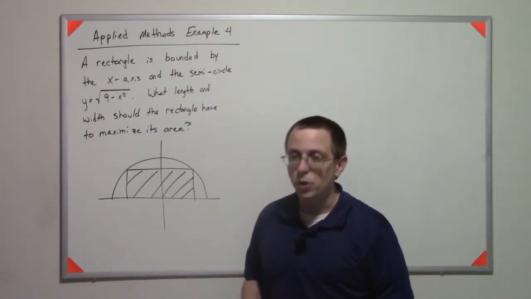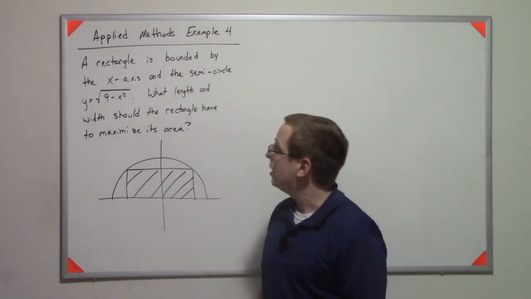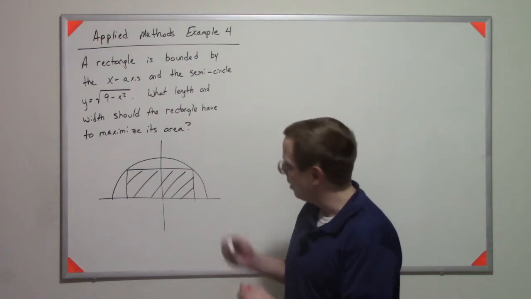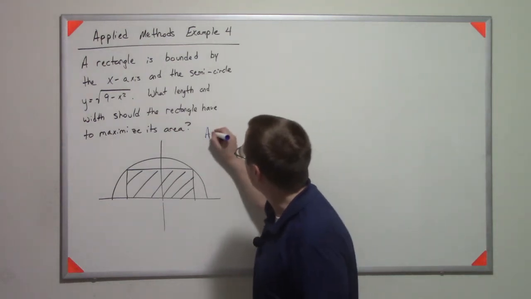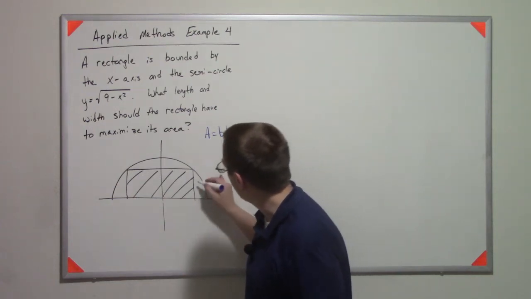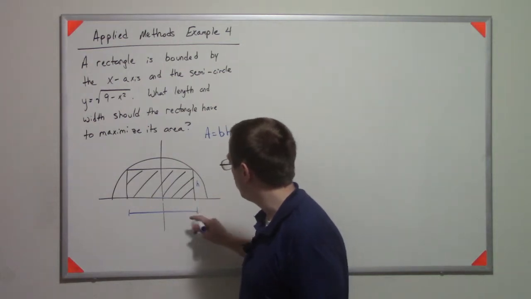So the first thing we want to do is we say, all right, what are we given? Well, we're given this. Well, what do they want? Well, they want an area. So I know that area is base times height. So that's some sort of height, and that's some sort of base.